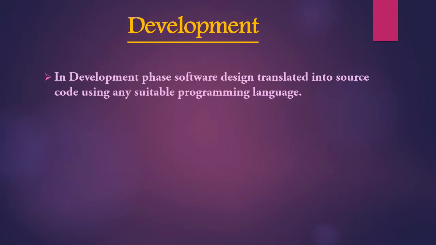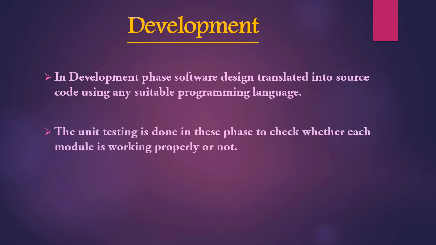In the development phase, software design is translated into source code using any suitable programming language. For example, the developer uses the Java language to develop software according to the design and requirements of the client. Unit testing is done in this phase to check whether each module is working properly or not. Here the unit testing is done by the developer itself to avoid small defects in the software or the build.